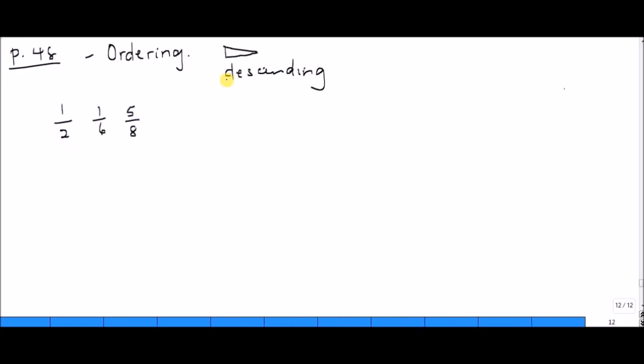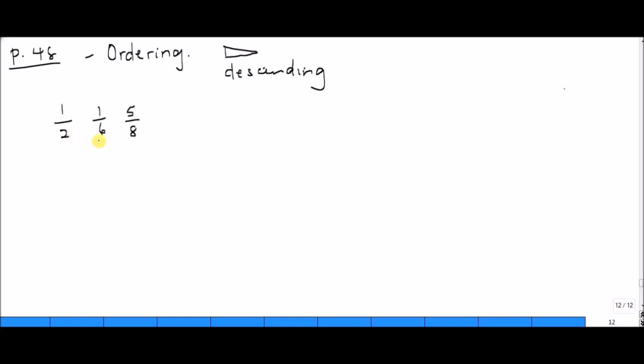Okay, we're on page 48 now, and we're going to be ordering some fractions. Okay, so it says we need to rearrange these fractions in order of size from greatest to least. That's descending order. So descending from big to little. So we need to make all of these have the same denominator. Now we would need to find something that is common to all of them, a denominator which would be common to all of these.